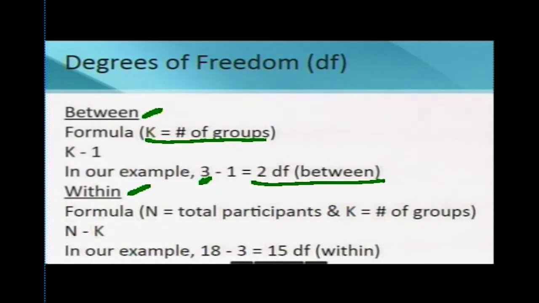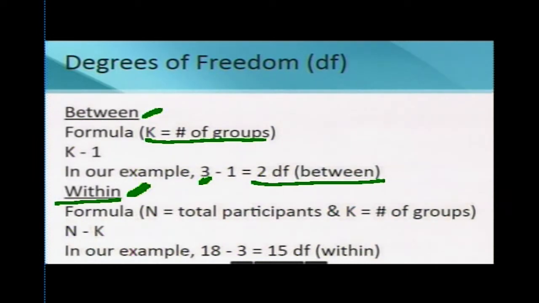Now, the second part of the degrees of freedom calculation is to look at within, and that's right here. We know that formula is the number of participants minus the number of groups. So that's how the scores can vary within the groups, right? There's variation between the groups and variation within the groups.